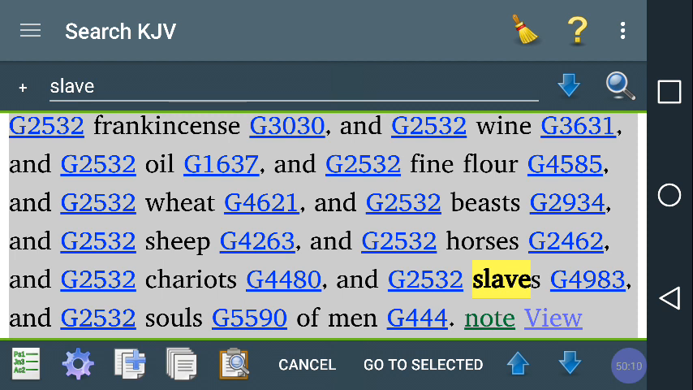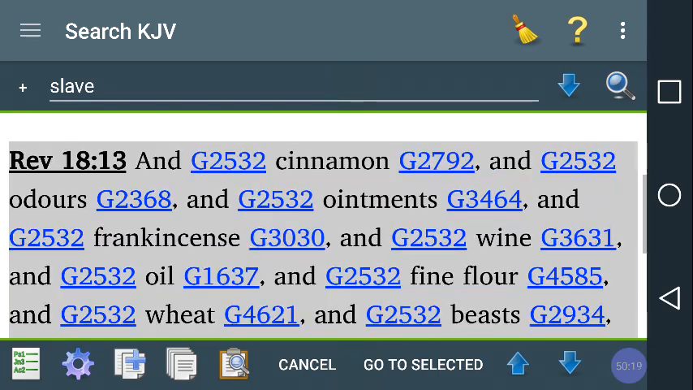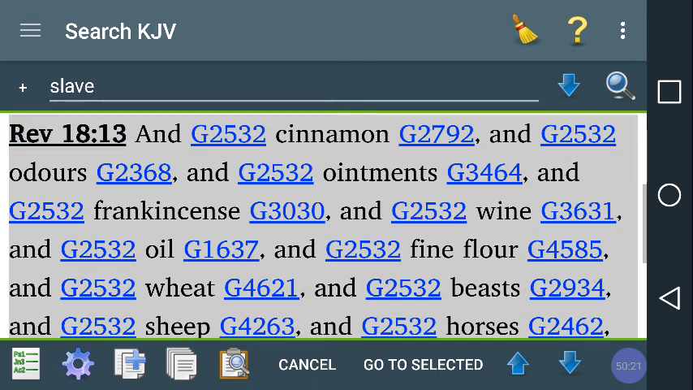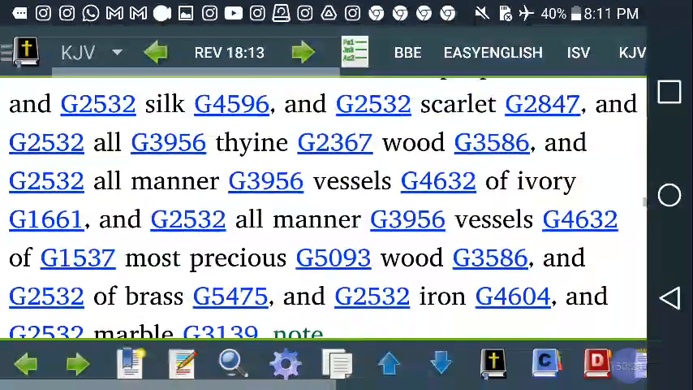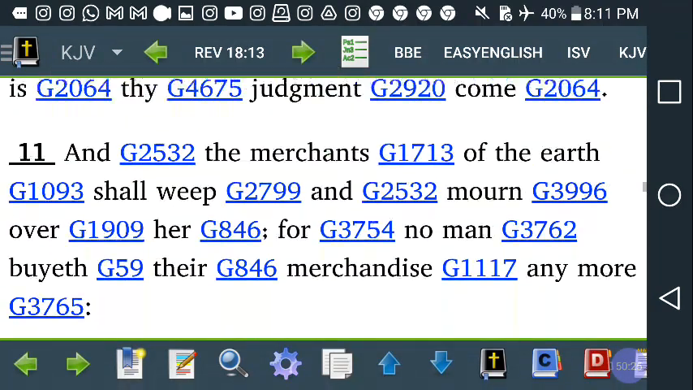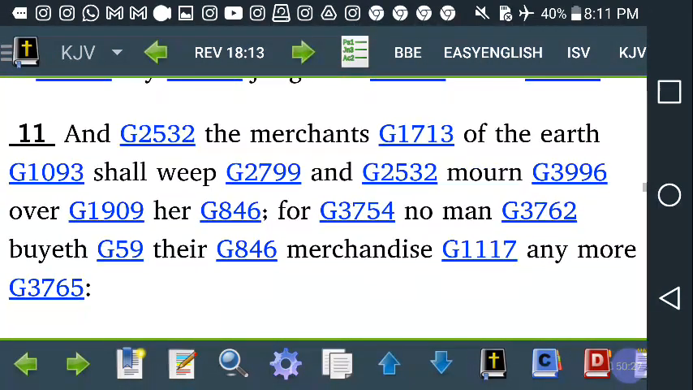But here, this should read, and bodies and souls of men. So Babylon does commerce, and for example, let's just get into the context of this verse a little bit more. It says right here, and the merchants of the earth.